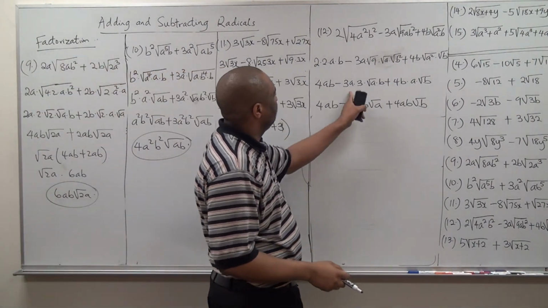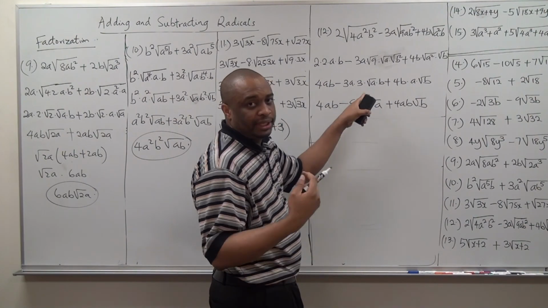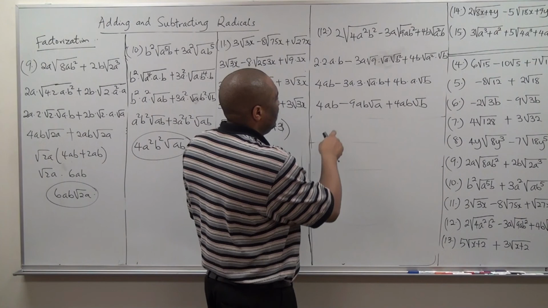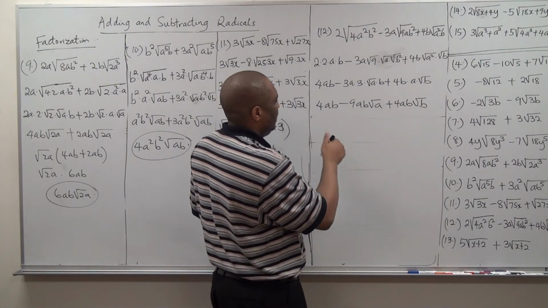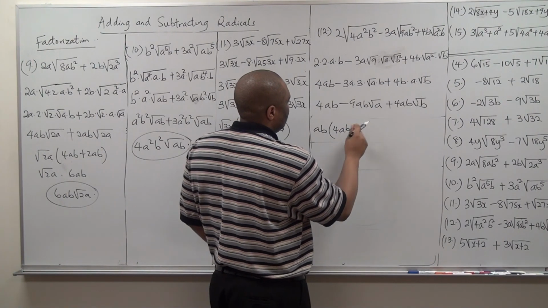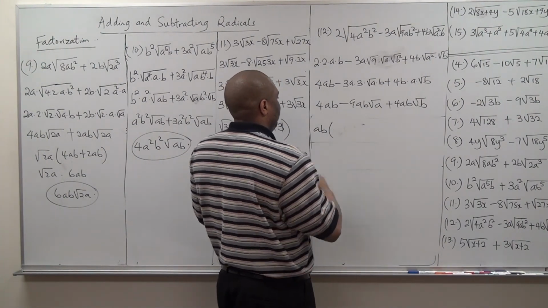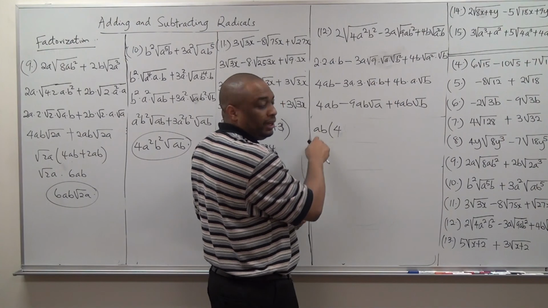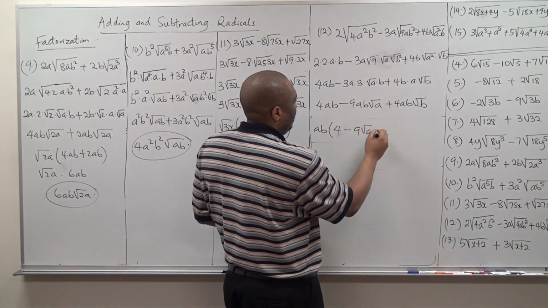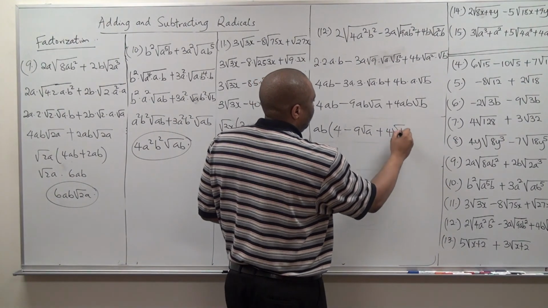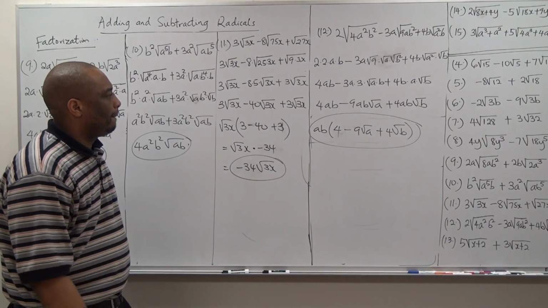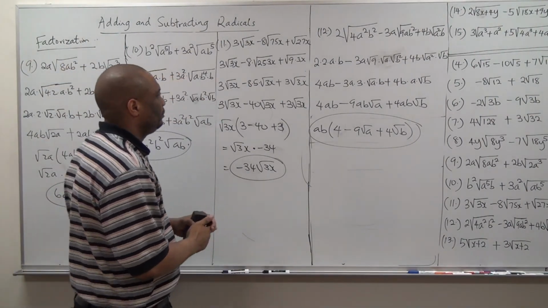And just make sure we double check our work to make sure that we don't make mistakes. And then we see that the AB is common in all of them. AB is common. This is 4AB minus, sorry, not 4AB, 4. Because 4AB divided by AB is 4 minus 9 square root of A plus 4 square root of B. That gives you an answer.